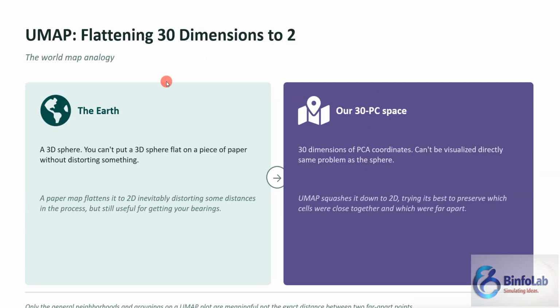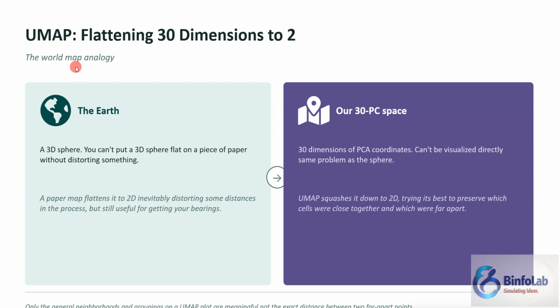Okay. UMAP, flattening 30 dimensions into two. So we did PCA in our last lecture. Then in this lecture, we ran the Leiden algorithm, where we found the nearest neighbors. Now we still have data in 30 dimensions from the PCs. How can we plot this data on a plain 2D picture, or in two dimensions?